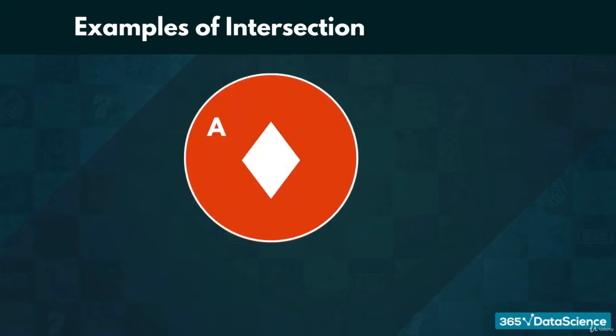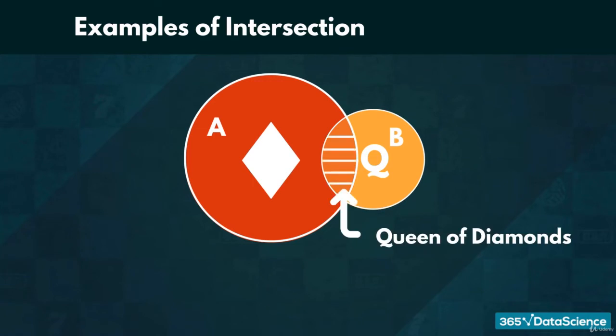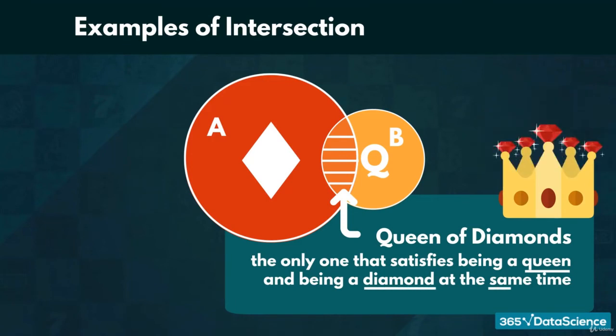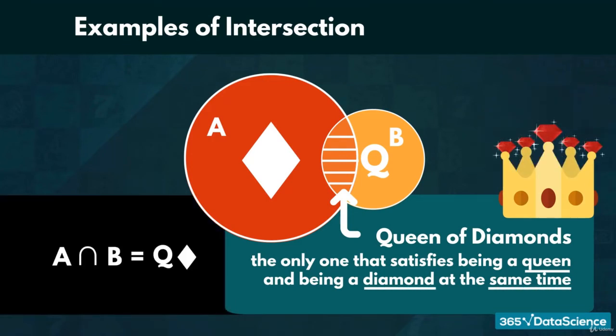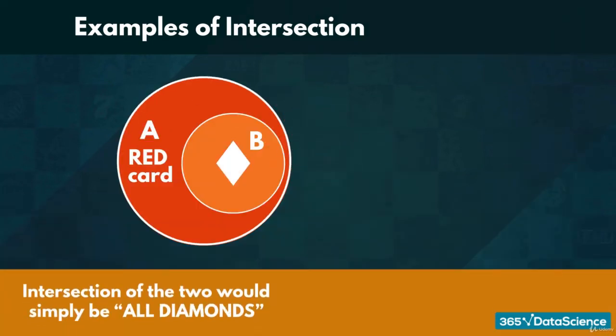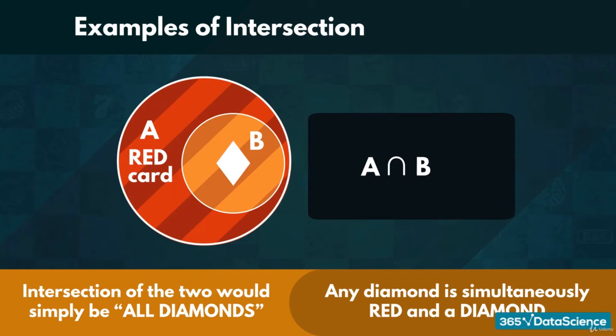The intersection of all diamonds and all queens is represented by the queen of diamonds. That card is the only one that satisfies being a queen and being a diamond at the same time, so nothing else is included in the intersection. In the example with red cards and diamonds, the intersection of the two would simply be all diamonds. That is because any diamond is simultaneously red and a diamond. We would write this as A intersect B equals B.